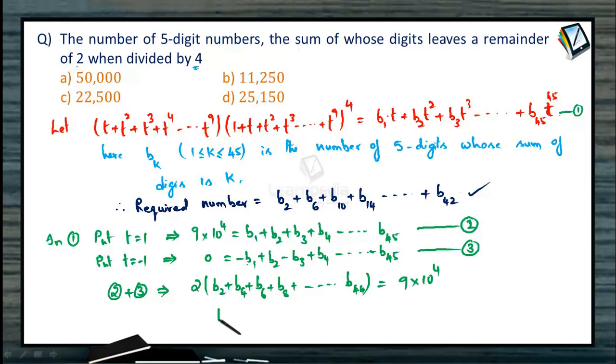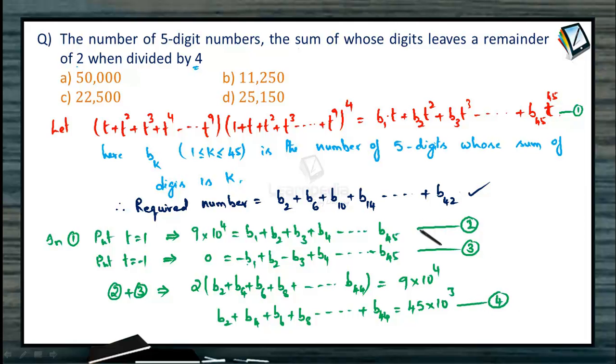So can we separate the value of b2 plus b4 plus b6 plus b8, the sum of all the even coefficients up to b44? When we bring the 2 to this side, it cancels with one of the 10s here and leaves us with 45 into 10 cube. Now let's call this equation 4.